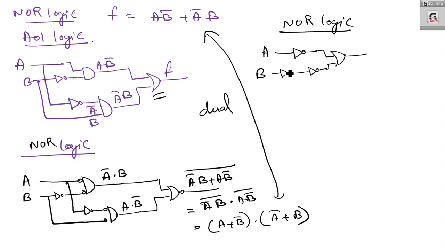Here what you are getting is A bar or B, NOR gate. A bar or B whole bar, that is equal to A dot B bar. Again, B is first NOTed and comes out. Then A is NOTed and comes out.